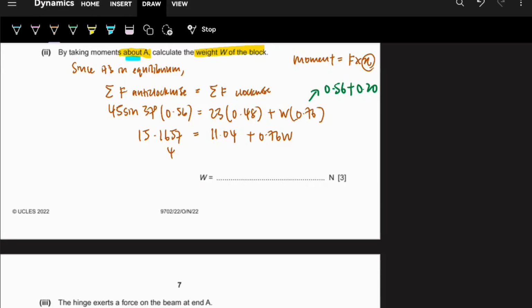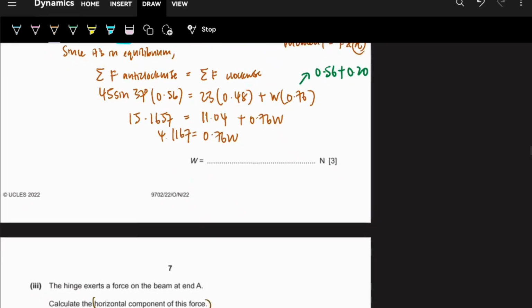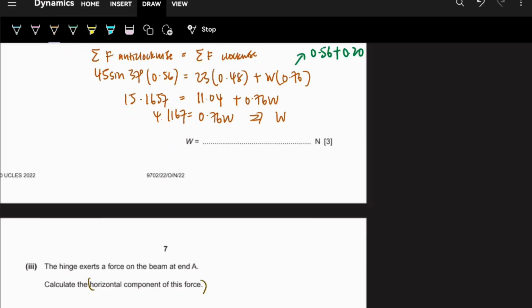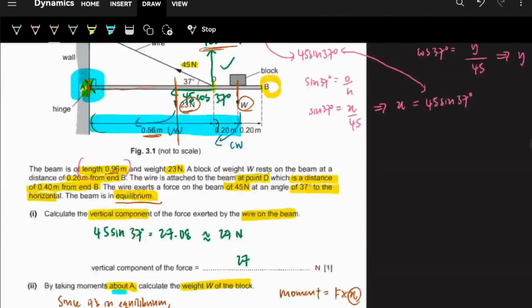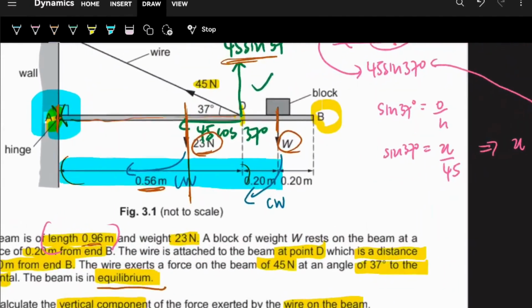Okay, so now this is just algebra. 0.04, you minus that, you will get 4.1167 equals 0.76 W. Okay, what is your W? The W is 5.417, which is basically to two significant figures, it's 5.4. So this is your answer. 5.4 newtons.